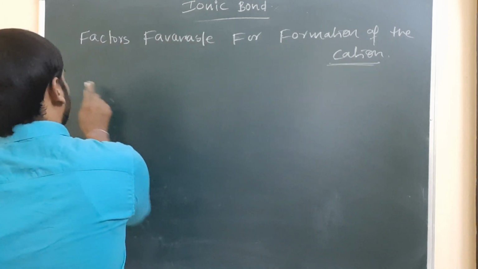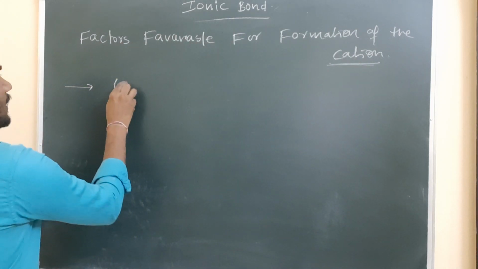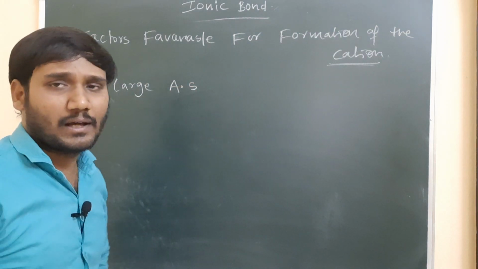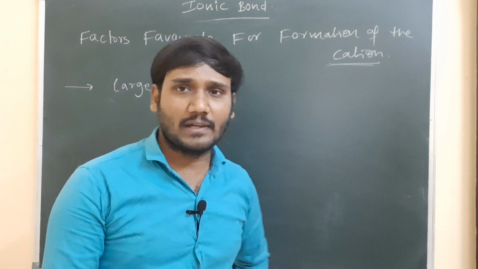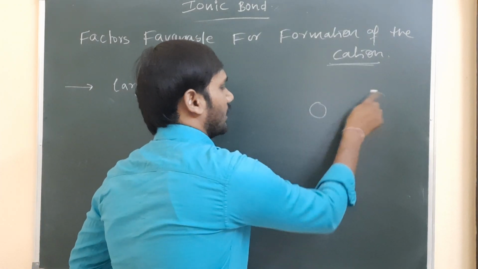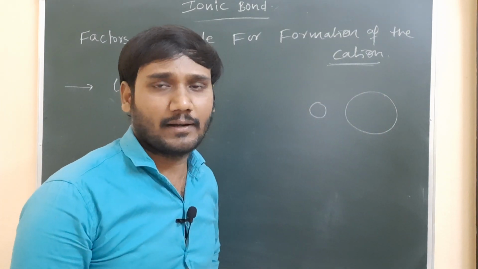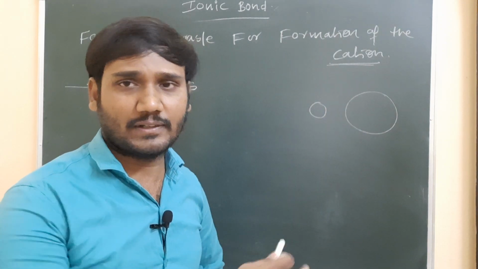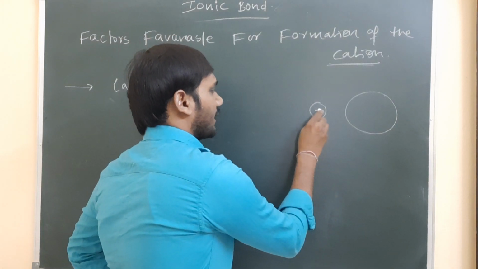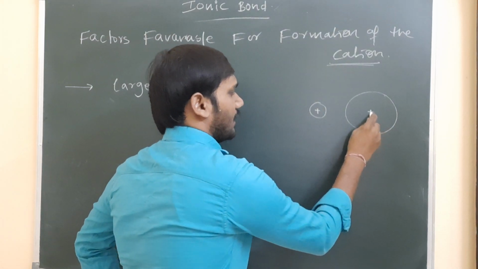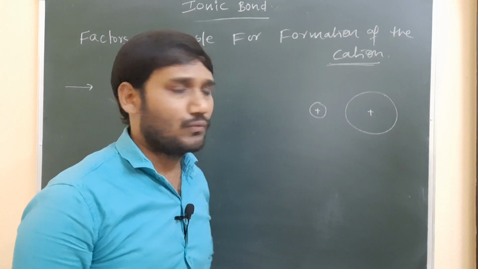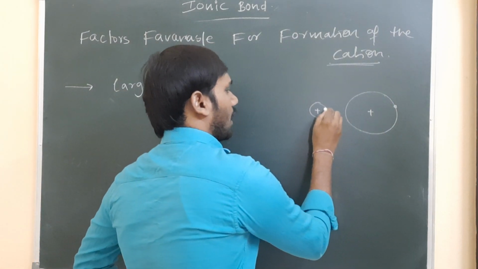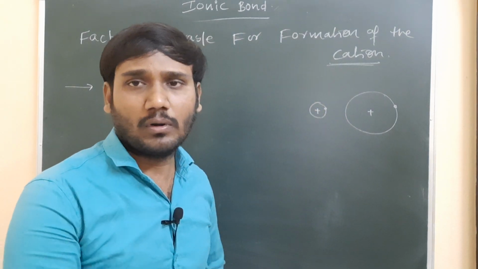The first factor is a large atomic size. If the atomic size is large, for example, I am taking two atoms, the first atom and the second atom, assumed to be spherical in shape. The first one is small, the second one is large, and every atom has a nucleus at the center. This is the valence shell electron cloud of the two atoms.